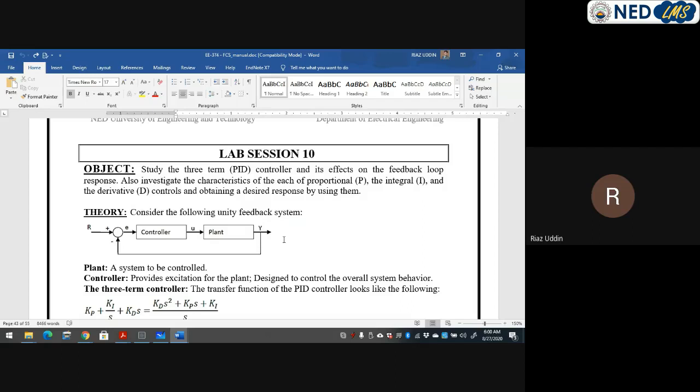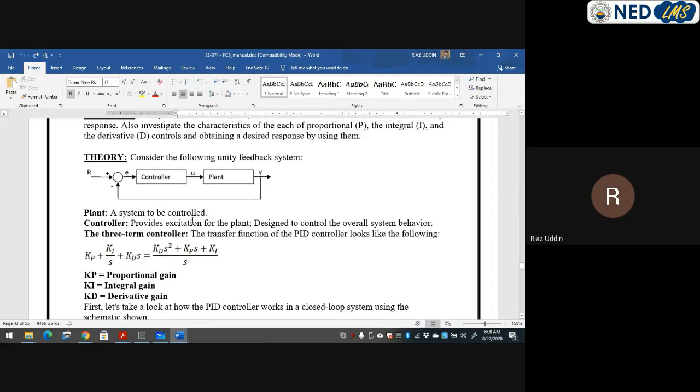Once you understand PID tuning, you have to apply it on different systems. Remember that on a first order system you have a different tuning concept. On a second order underdamped system you have a different tuning concept, and similarly for overdamped and so on. So now I'll go through a little theory about it.